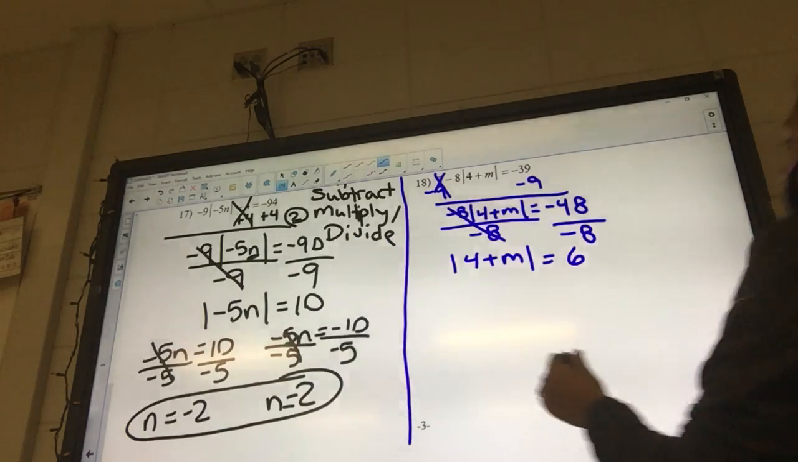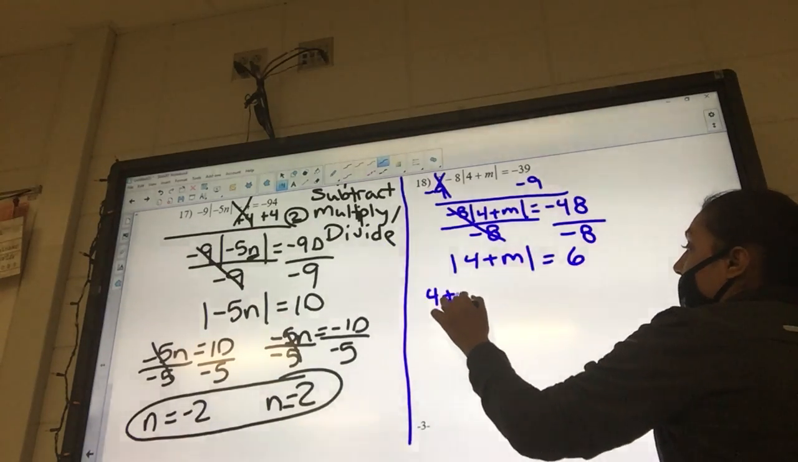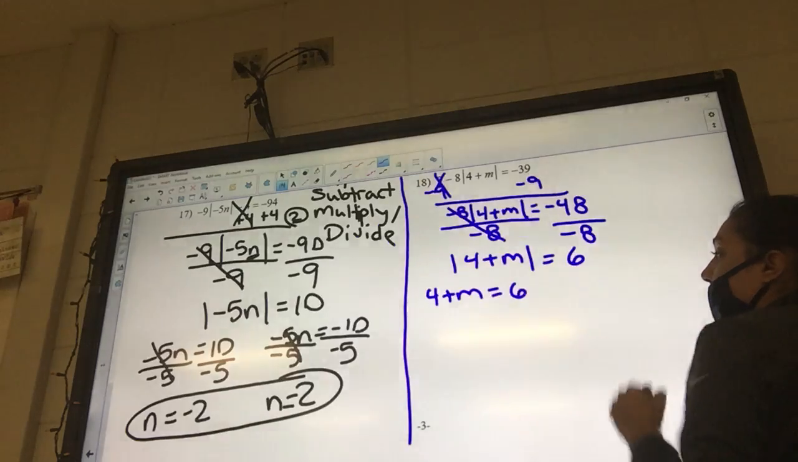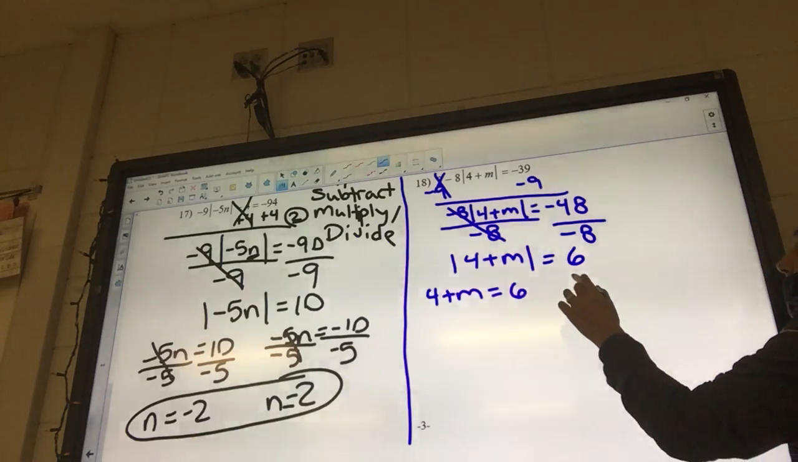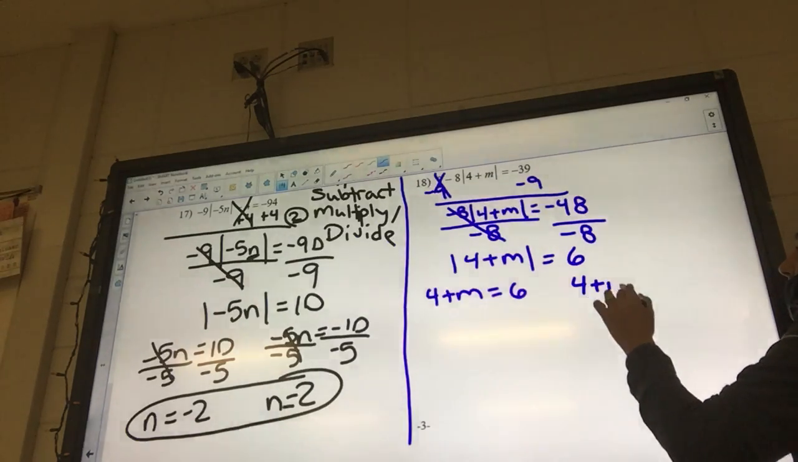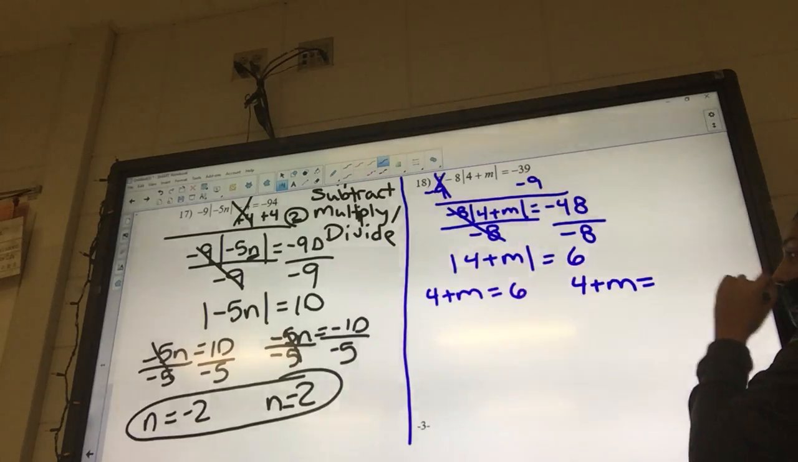So 4 plus m equals 6. And what's the other one gonna be? 4 plus m equals what? -6.